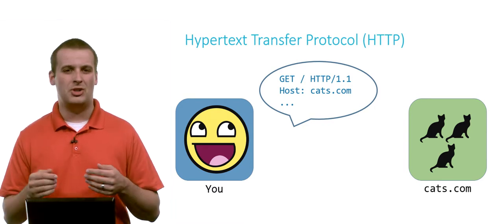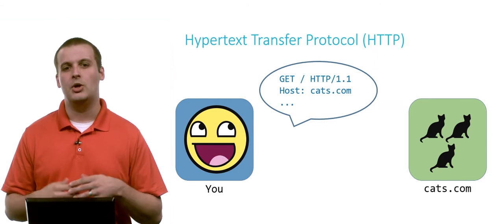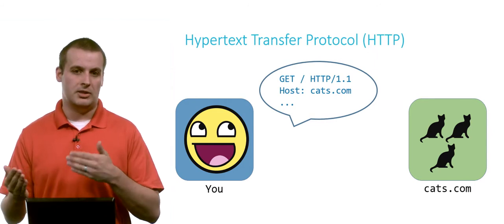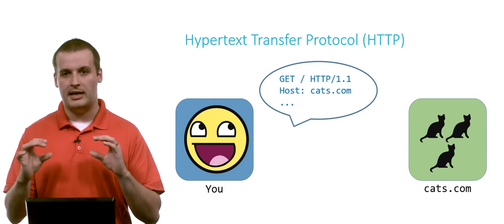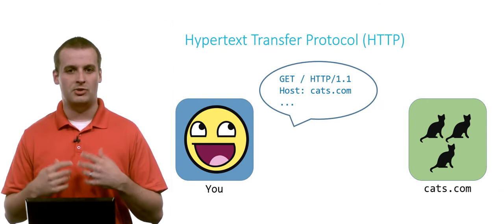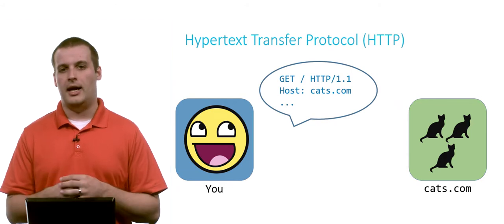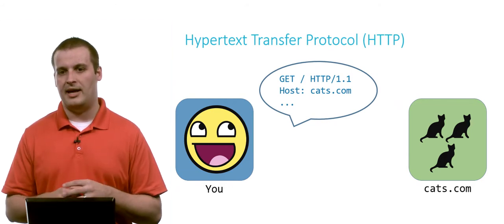And then there's other information too, which is information about who you are, so cats.com would know where to send it. But these are the two critical parts at the very beginning of an HTTP request. Just like when you start a letter, you say, dear blank. This is very similar in spirit to that.